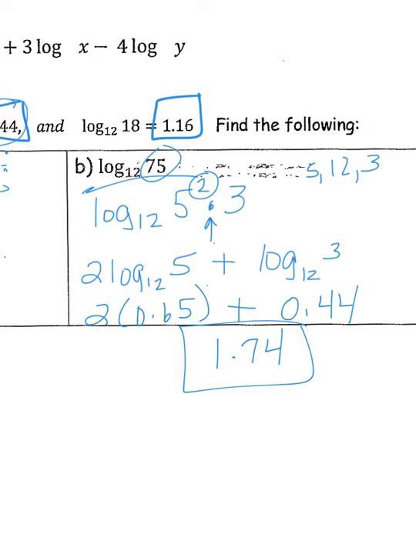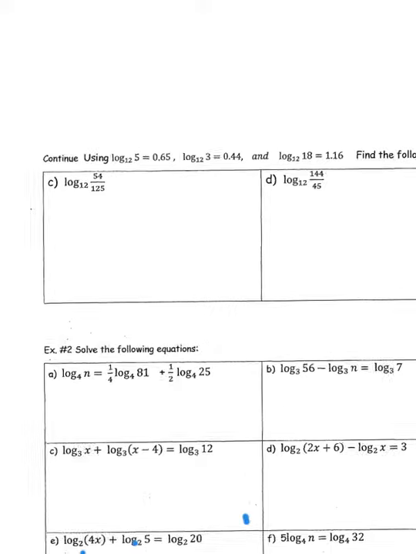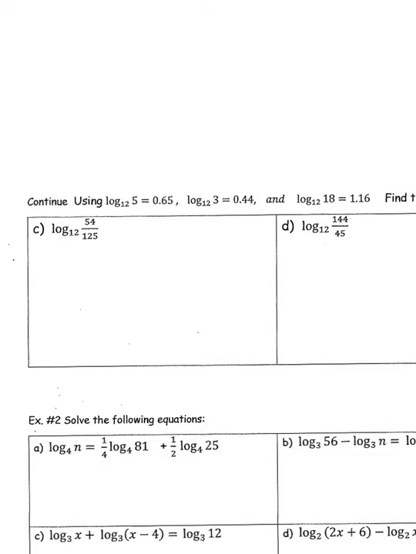Okay, so now let's go to the next example. Let's see if I can get the problem over here. Okay, and we're just going to do the 2 at the top. So if you see at the top, we still have log to the base 12 of 5, log to the base 12 of 3, and log to the base 12 of 18. So we can use these 3 decimals. I need a 54, and I need a 125. Well, 125 would be 5 times 5 times 5, or 5 cubed.